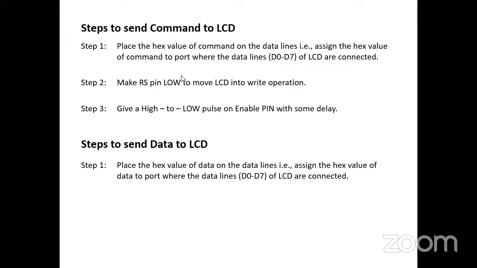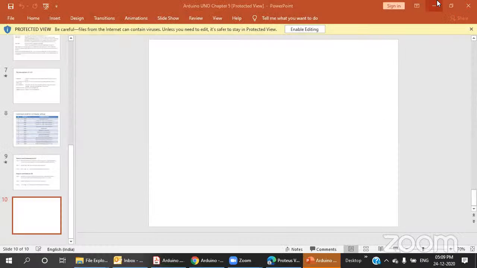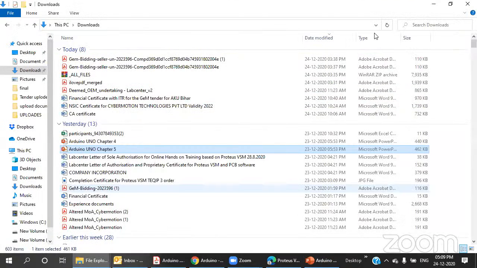So first we make the RS pin low for command, and the register select pin high for data. First we will do it step by step, and after a few microseconds we make it high to low. These are the process. Just give me one minute.